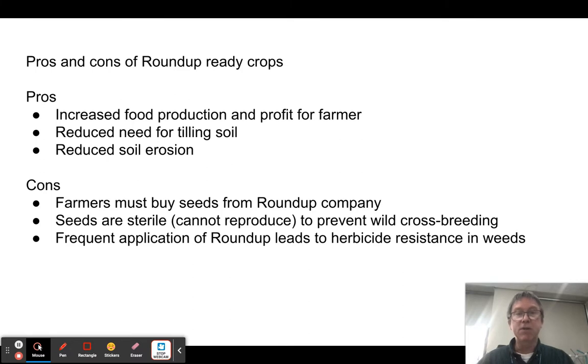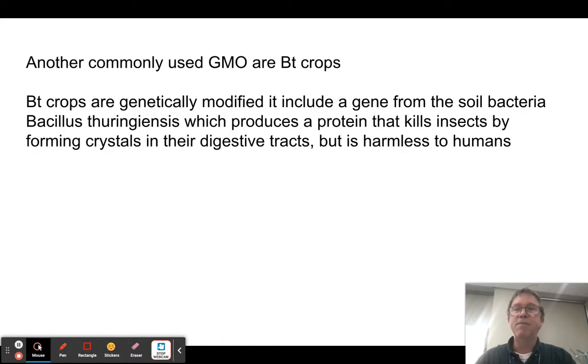So they do it to prevent what's called crossbreeding. But at the same time, it means that you can't save some of your crop and plant it for next year like people have always done. Every year you've got to buy it from Monsanto. And the other thing is that if we do this, like, hey, if a little works good, maybe more works better. People use a lot of Roundup, and genetic variation being what it is, there are going to be some of these weeds that are resistant, and you end up with an increased number of these weeds that are resistant to the particular Roundup herbicide.